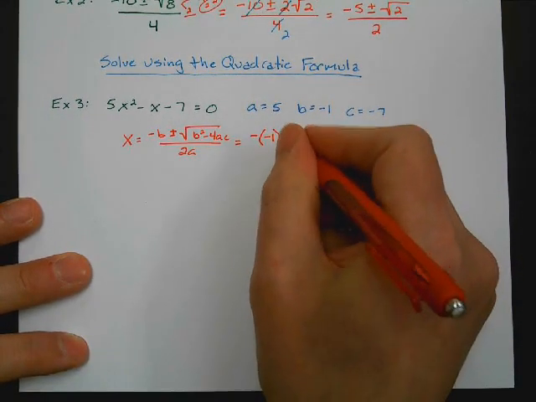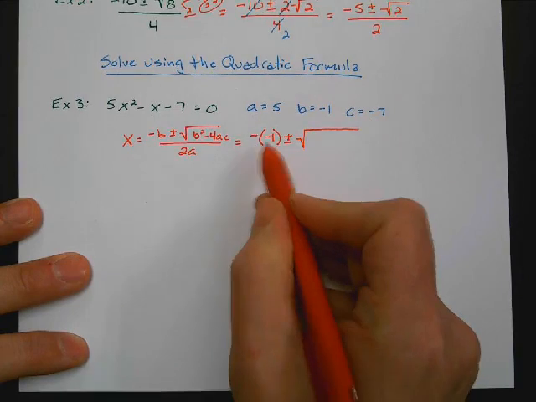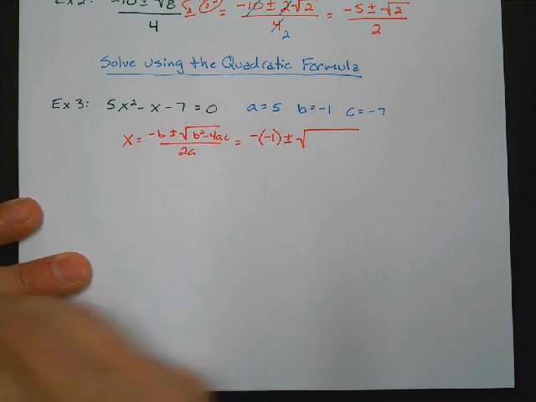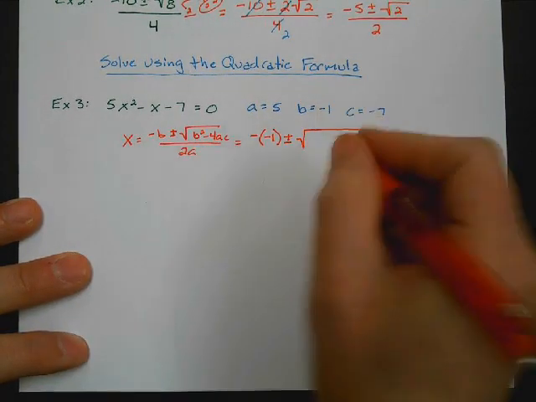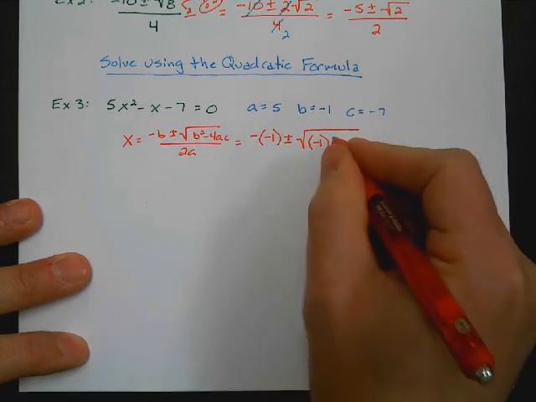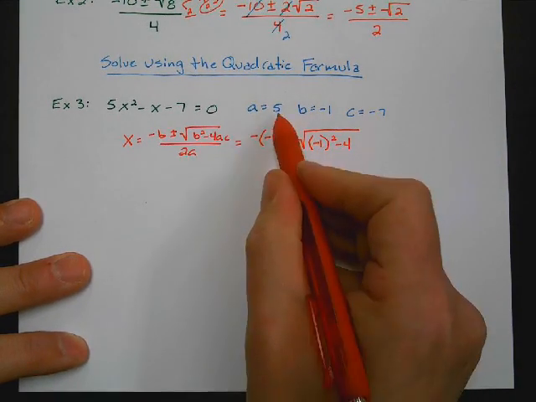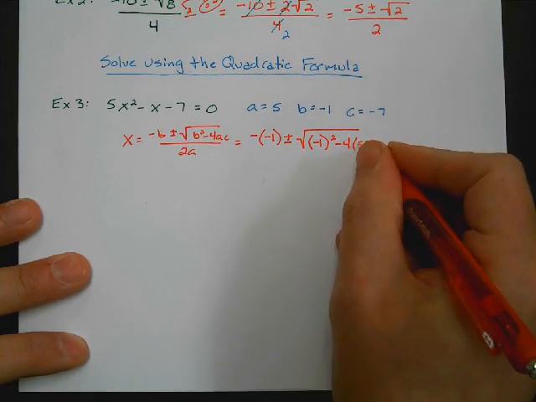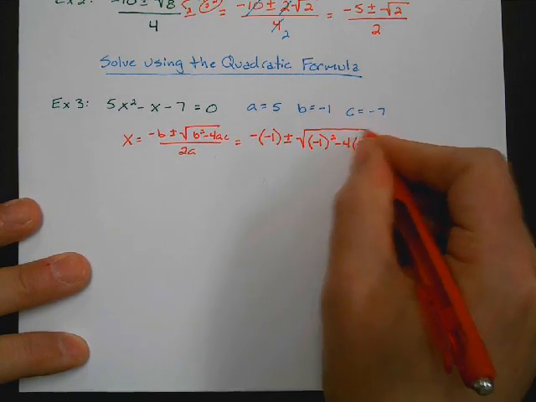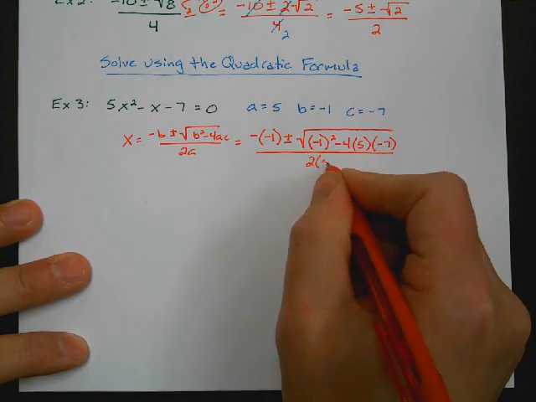So we get -1 plus or minus the square root. Plug everything in parentheses because a lot of people will miss this negative because this -1 is making it positive. So we'll plug in b squared. So b, I'm plugging in -1 squared minus 4. And then instead of a, we plug in 5. Instead of c, we plug in -7. And then it's all over 2a, and a was 5.